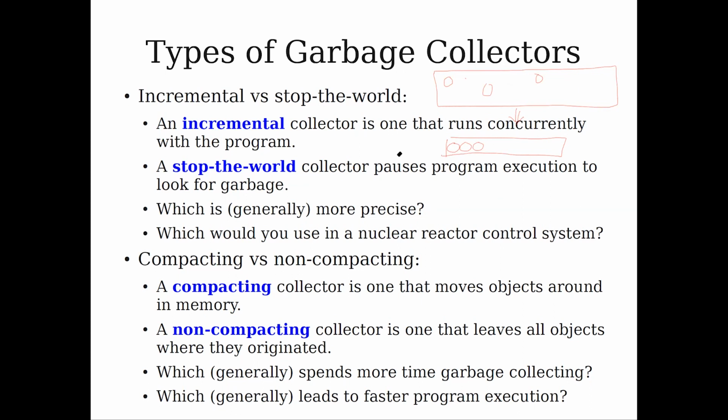So a compacting garbage collector is one which also moves objects around so that all allocated objects are sitting together. A non-compacting collector is one which will leave all objects where they were. It will simply remove objects which are garbage, but useful objects will remain in their own place. So once again, why do we want one versus the other, and which one will spend more time in collection, and which one will lead to faster program execution typically? Any ideas, and why?